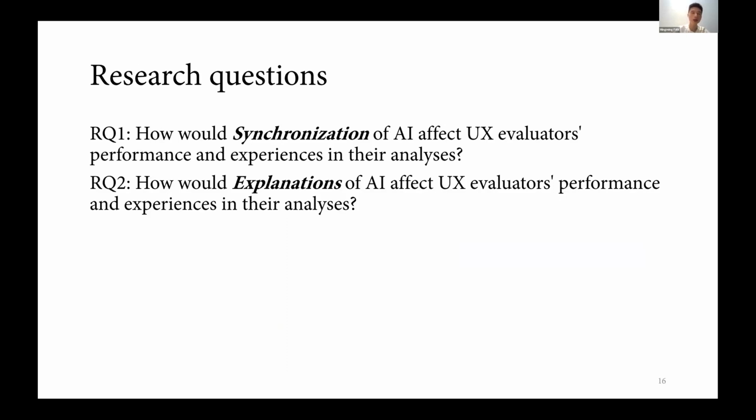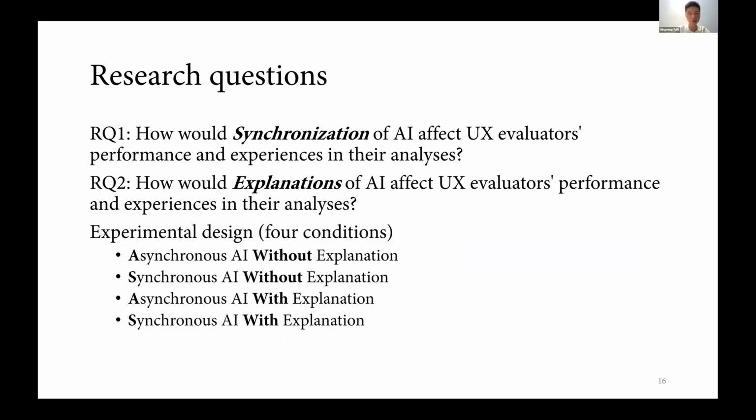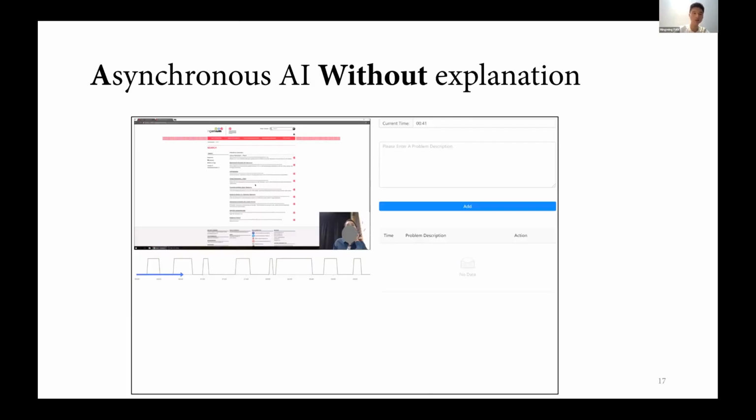With these new designs, we investigated two research questions. The first one is how would synchronization of AI and evaluator affect evaluators' performance and experience in their analysis? The second one is how would explanations of AI affect the evaluators' performance and experiences in their analysis? To answer the research questions, we designed an experiment with 4 conditions. Next, I'm going to explain these 4 conditions.